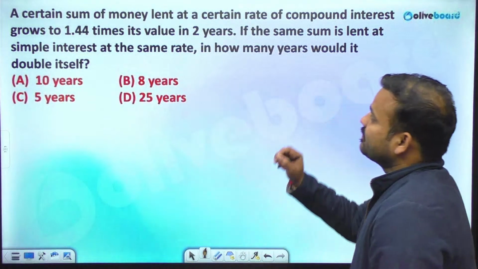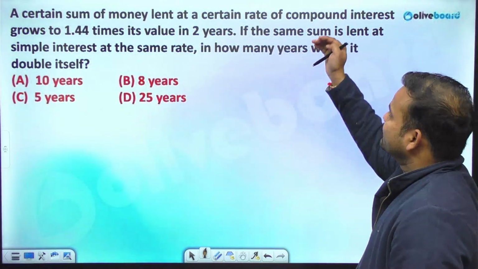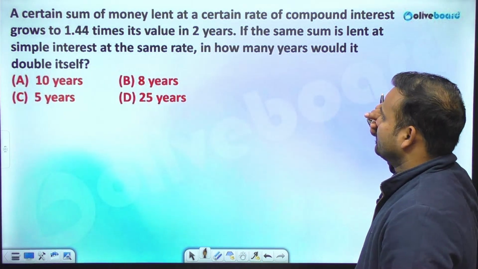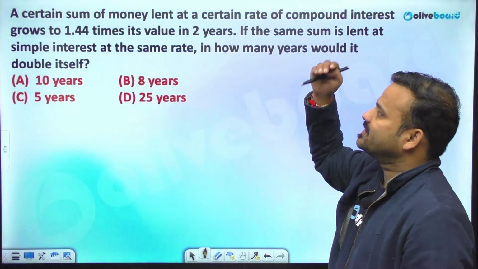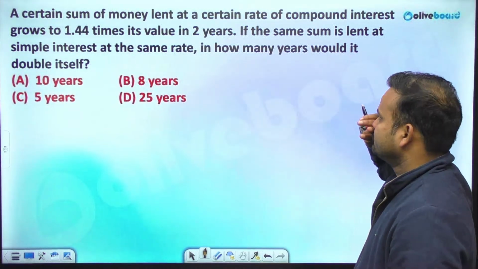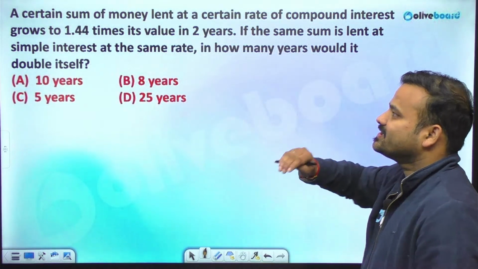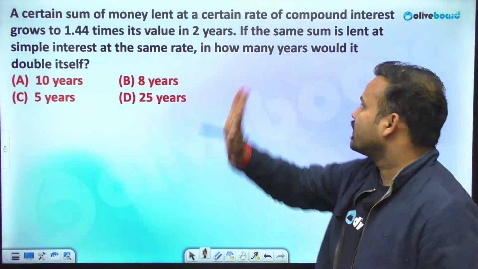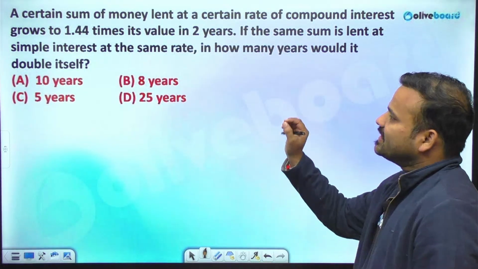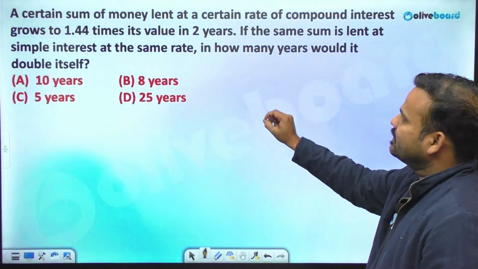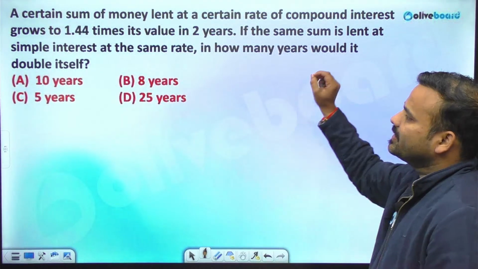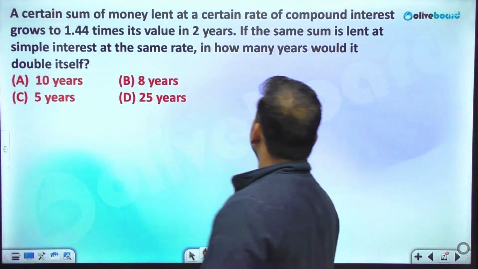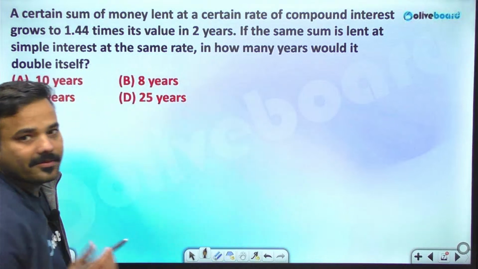A certain sum of money lent at a certain rate of compound interest grows to 1.44 times its value in 2 years. Okay, in 2 years that particular sum is becoming 1.44 times more. If the same sum is lent at simple interest at the same rate, in how many years would it double itself? That is the question.